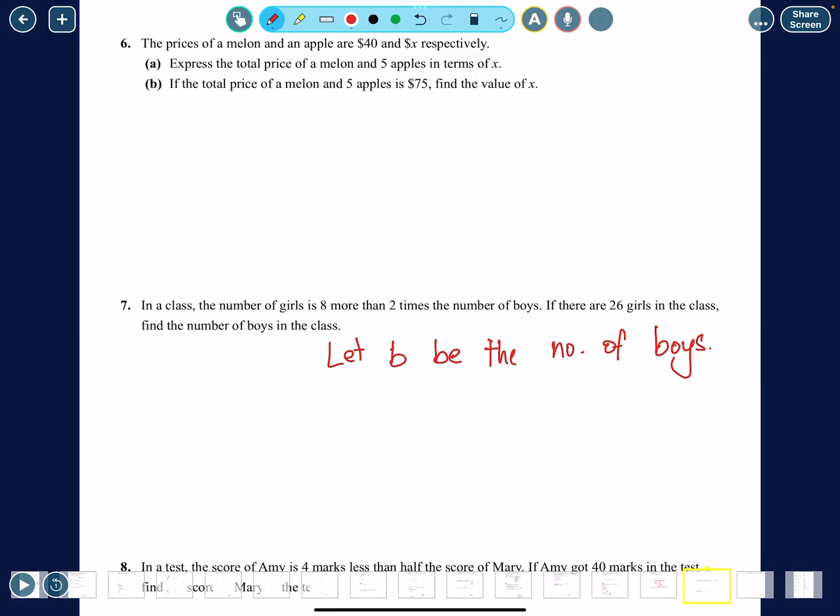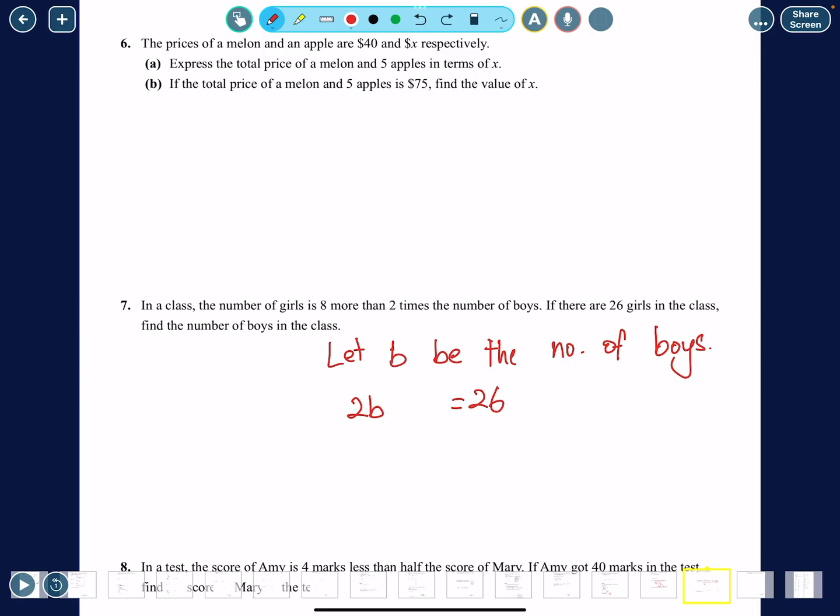So let's see how we're going to approach this. The number of girls is 8 more than 2 times of boys. So they're saying if you multiply 2 with the number of boys, 2b, then the number of girls is 8 more. So you have to think about this carefully because you cannot just put plus 8 next to girls.